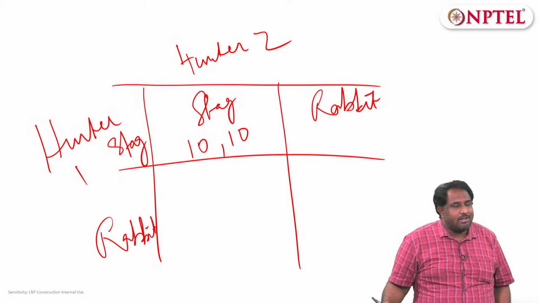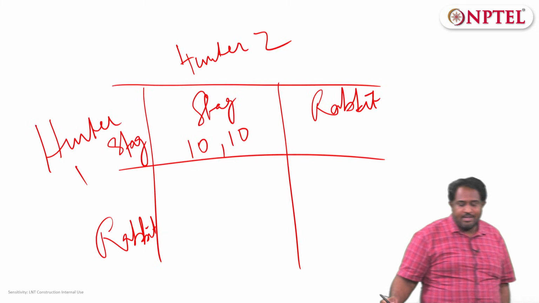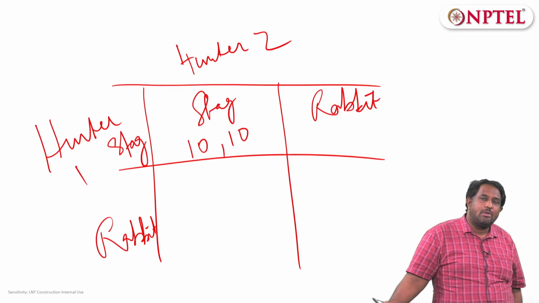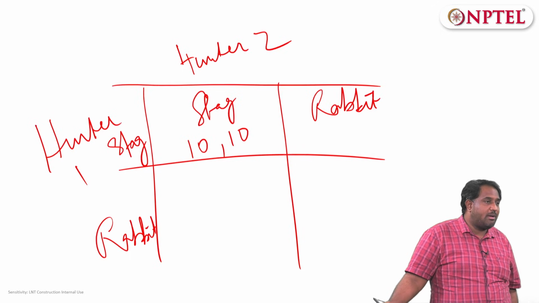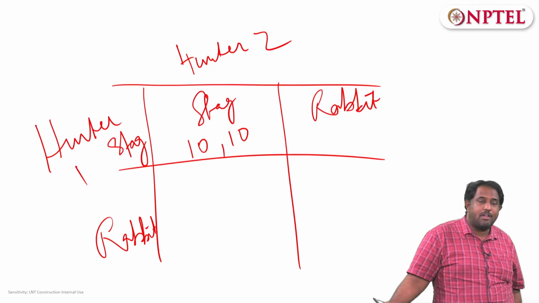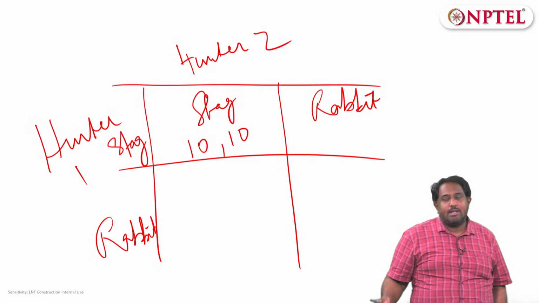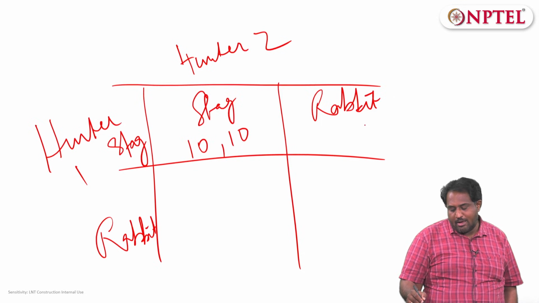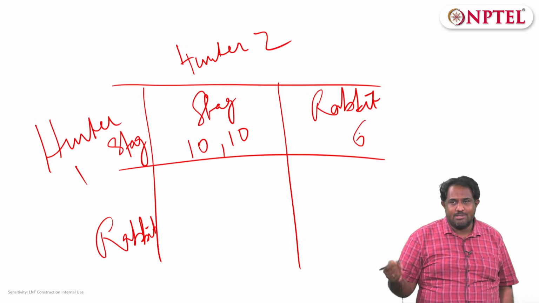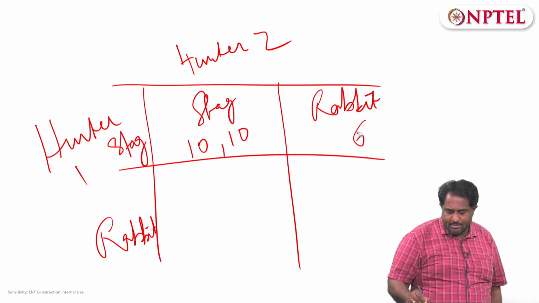If the second hunter feels that it's a big thing to go chase a stag the whole day, might as well just use half an hour, 40 minutes to get hold of a rabbit, and I'm good with that. And certainly he ends up with a payoff of, say, 6, just a notional number for now, or maybe even smaller, right?